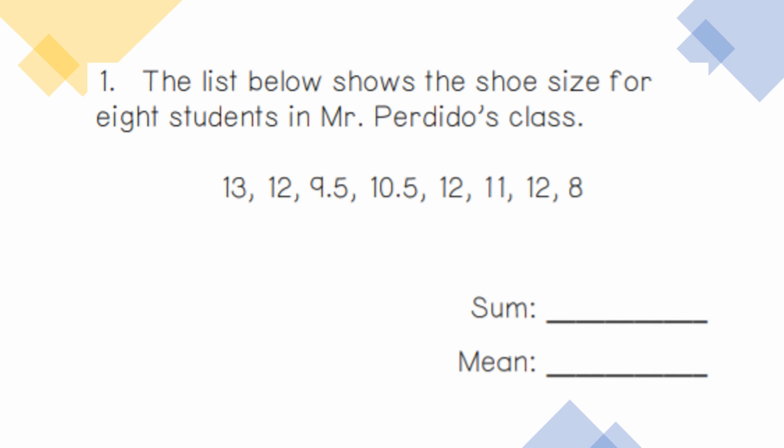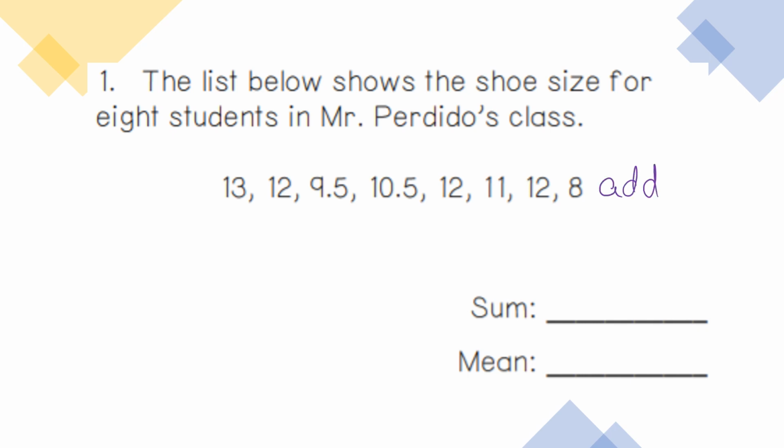So we're going to use our understanding to answer these questions. Number 1 says the list below shows the shoe size for 8 students in this class. We have a variety of values here. The first thing we want to do is find the sum. So we want to add your totals.